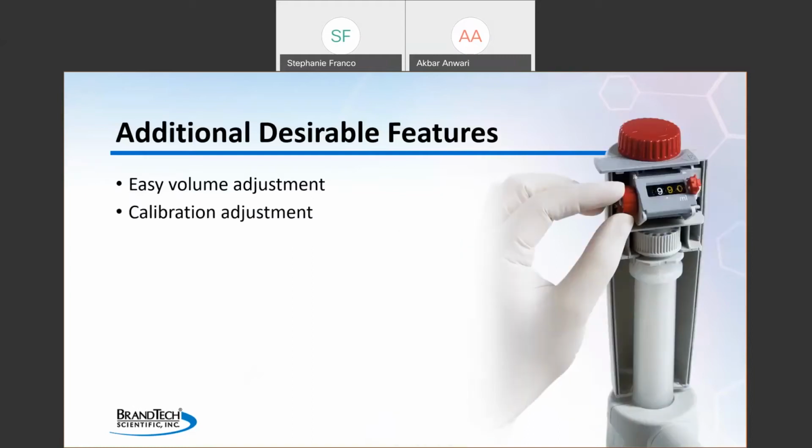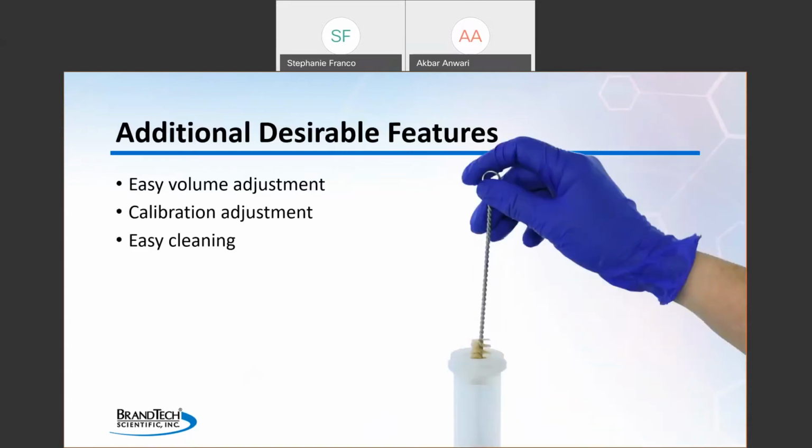Calibration adjustment. ISO 8655 requires that liquid handling instruments be able to be fine-tuned for adjustment after calibration, with a flag to indicate when the instrument has been changed from the factory calibration settings. Cleaning. Is the instrument easy to disassemble for cleaning? This would include things like being able to remove the valves for cleaning, and are those valves enclosed so as not to lose the ball valves during the process. Also, can cleaning be performed without affecting the calibration of the instrument? It would be pretty tedious to need to calibrate after every cleaning.